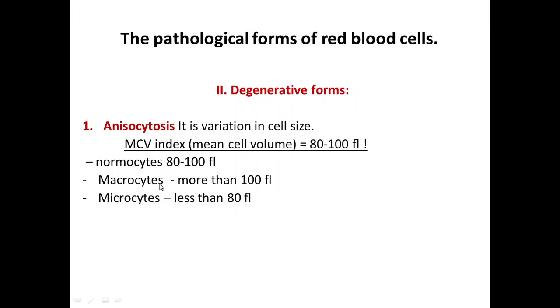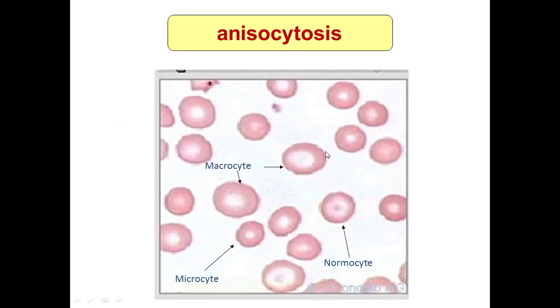The measure of the size of an individual red cell is represented by the MCV index. It means mean cell volume. The normal rate of MCV is from 80 to 100 femtoliters. And here on this picture you can see different sizes of erythrocytes. So this is a normocyte, a microcyte, a small erythrocyte, and a macrocyte, a large erythrocyte.